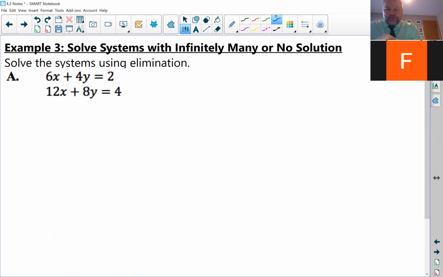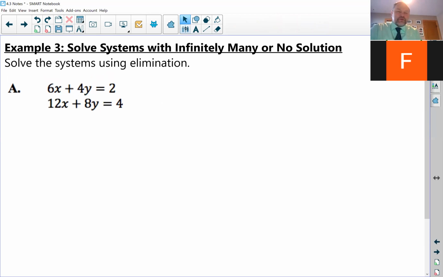So this example is actually exactly the same as what we did with our previous examples. The only difference here is what happens when we solve. Just like solving with substitution or solving with graphing, we could get infinitely many solutions. We could get no solution.